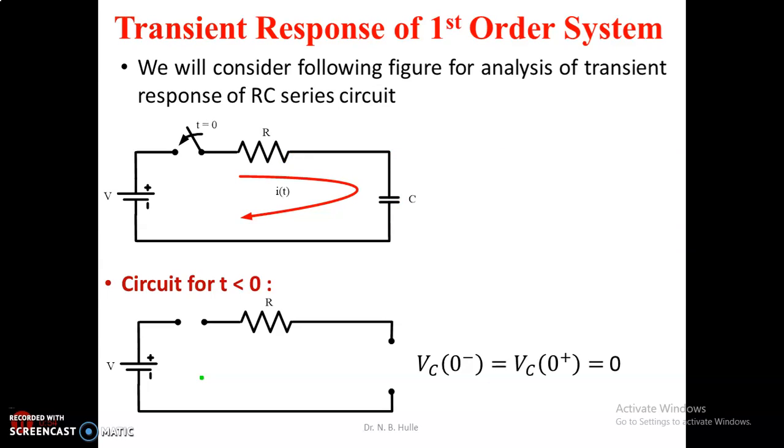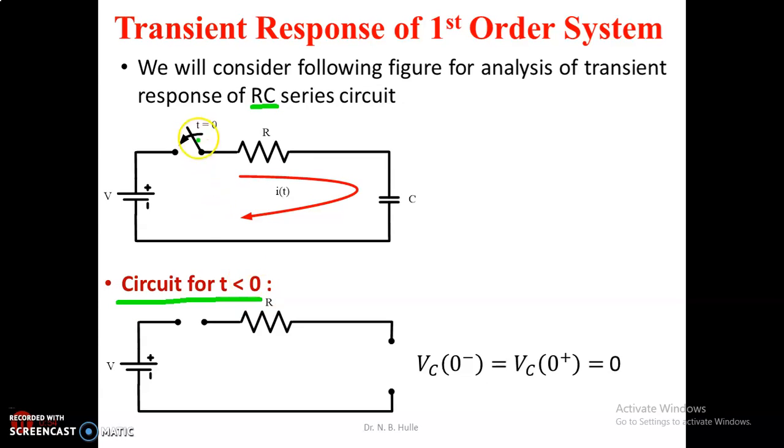In this case, for the transient response of the first order system, we have considered this RC series circuit. In this case, the switch is in the off state for a long time and the steady state was reached. At t equal to 0, the switch is closed and we will try to understand its behavior in that particular period, which is the transient period. As usual, we will divide the working of the circuit into two parts, that is analysis of the circuit for t less than 0.